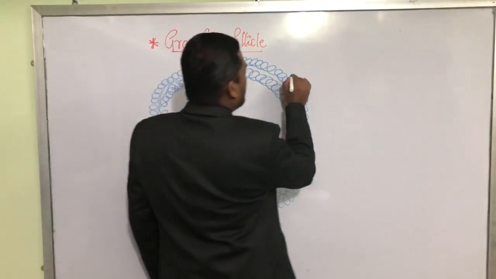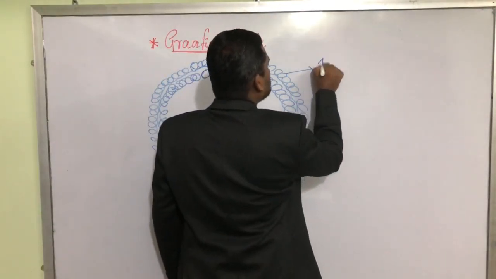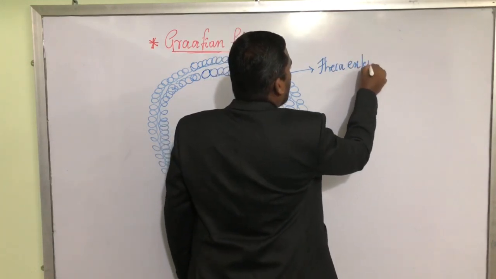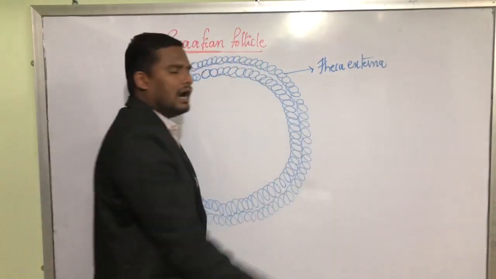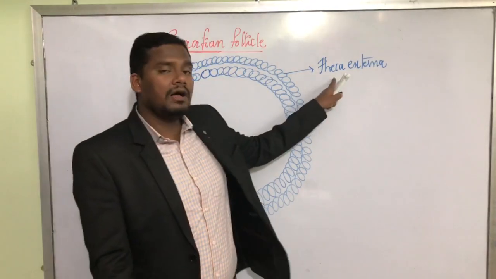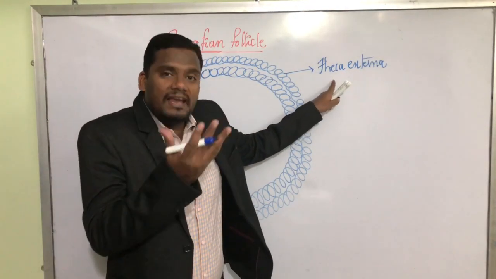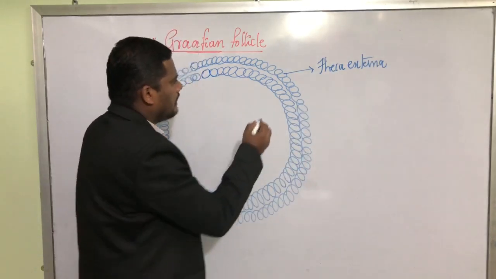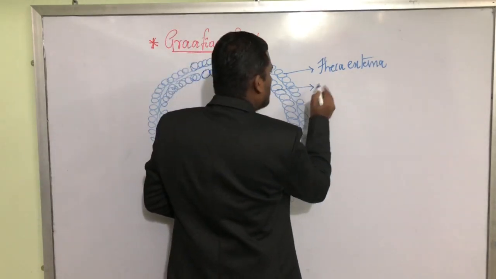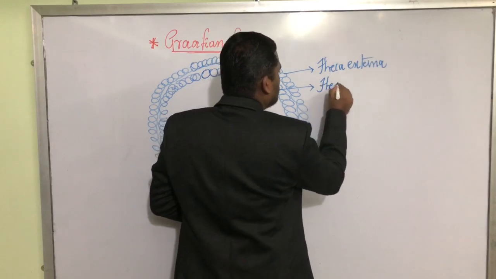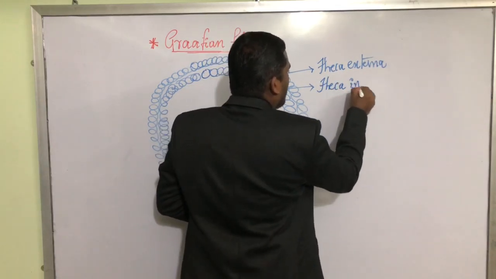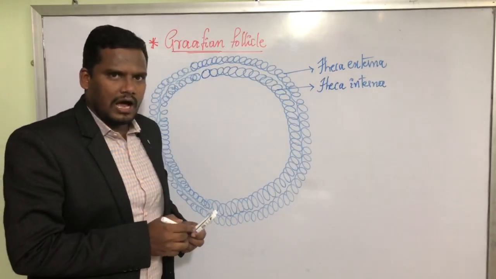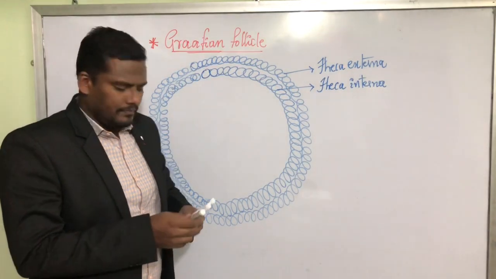The outer layer is called theca externa. What do you mean by theca? Theca means a covering layer. Externa means external. External covering layer. Whereas this inner layer is called theca interna. Theca externa and theca interna.